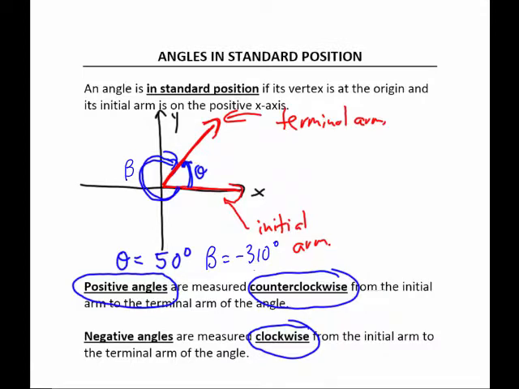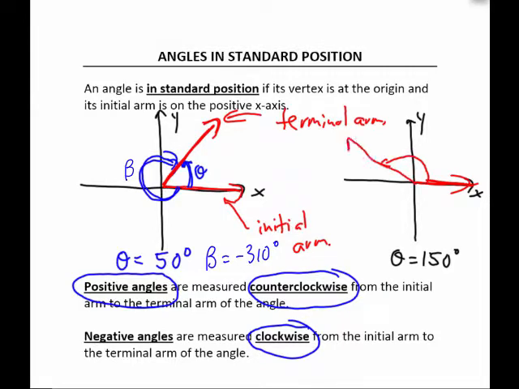Okay, let's draw a few more of these. This time I'm going to draw an angle in standard position that's 150 degrees. It's a positive measure, so I start at the positive x-axis. I go counterclockwise, so I'm up to about 90, and I need 60 more degrees. So this angle here, from here to here, is 150 degrees. I could measure it clockwise.